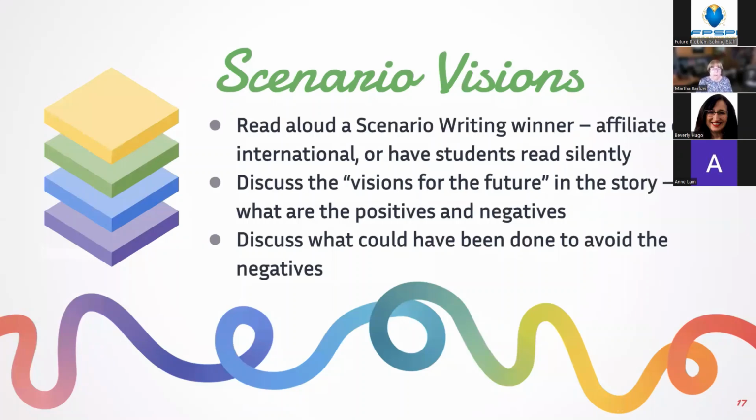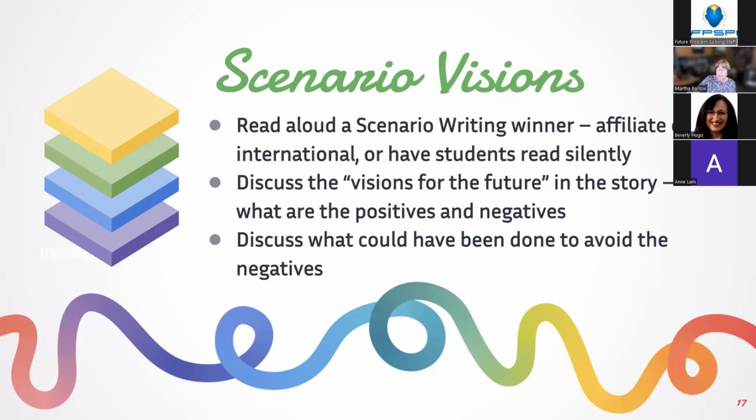Another thing, especially if you do scenario writing with your students, but even if you don't, is reading aloud a scenario writing winner, which could be from your affiliate or from the international books that they put out with the scenario winners. Or have students read aloud, or read it silently, and then discuss the visions for the future in the story. Okay, what in this story was futuristic and positive? What in the story was futuristic and negative? And then for any of the negatives, discuss what could have been done to avoid them.